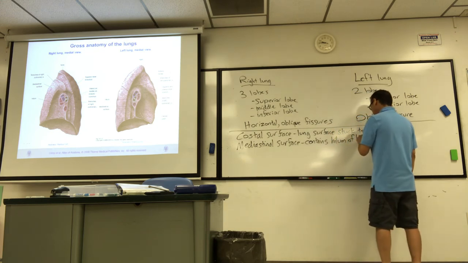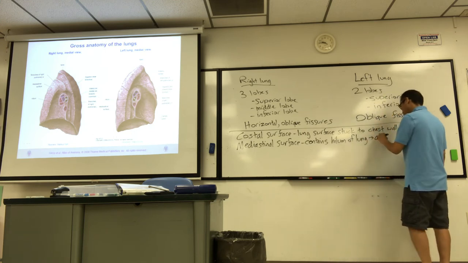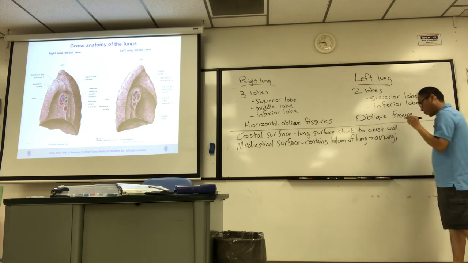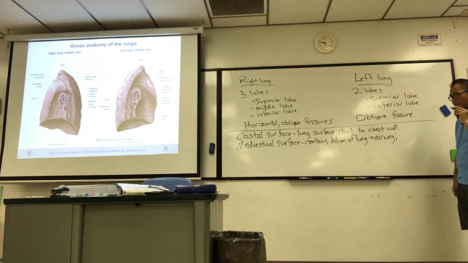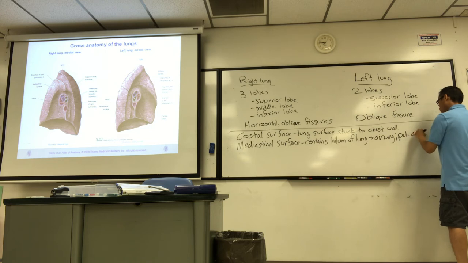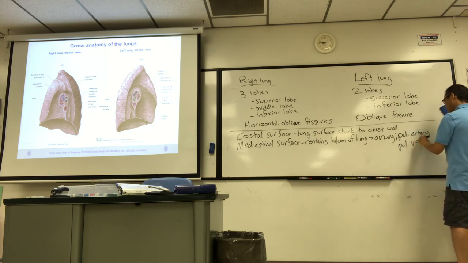Now, when you look at the hilum of a lung, be able to identify the airway, the bronchus. Also be able to identify the pulmonary artery and the pulmonary vein. One is delivering blood, one is collecting blood to take to the heart. Pulmonary artery, as well as pulmonary vein.